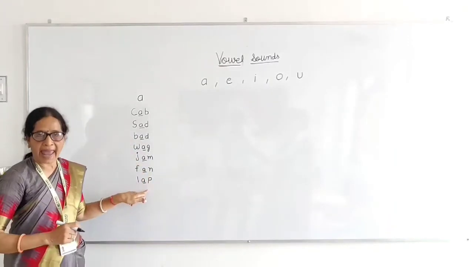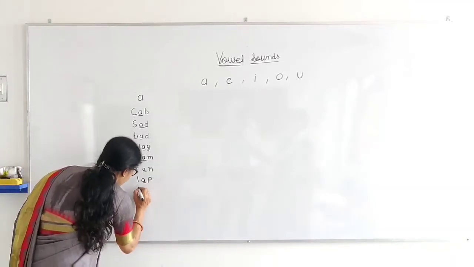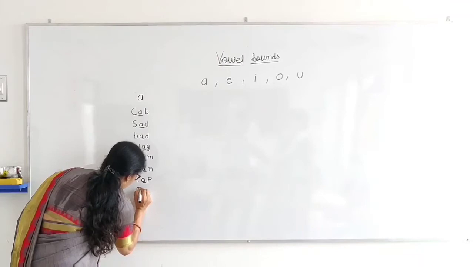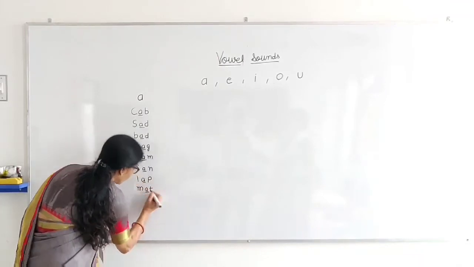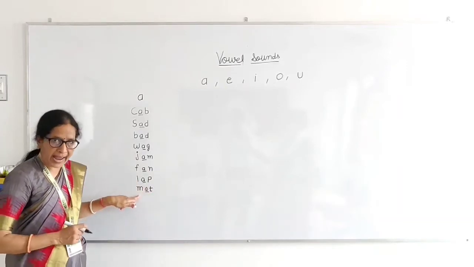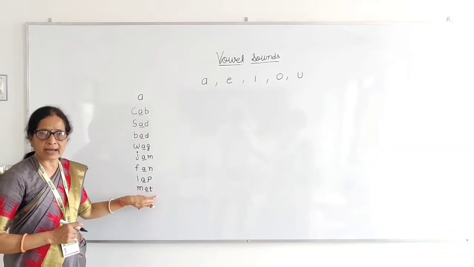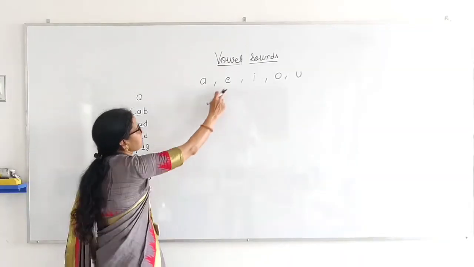L, A, P. Lap. M, A, P. Map. Next is M, A, T. Mat. A, T. Mat. Now the next vowel is E.